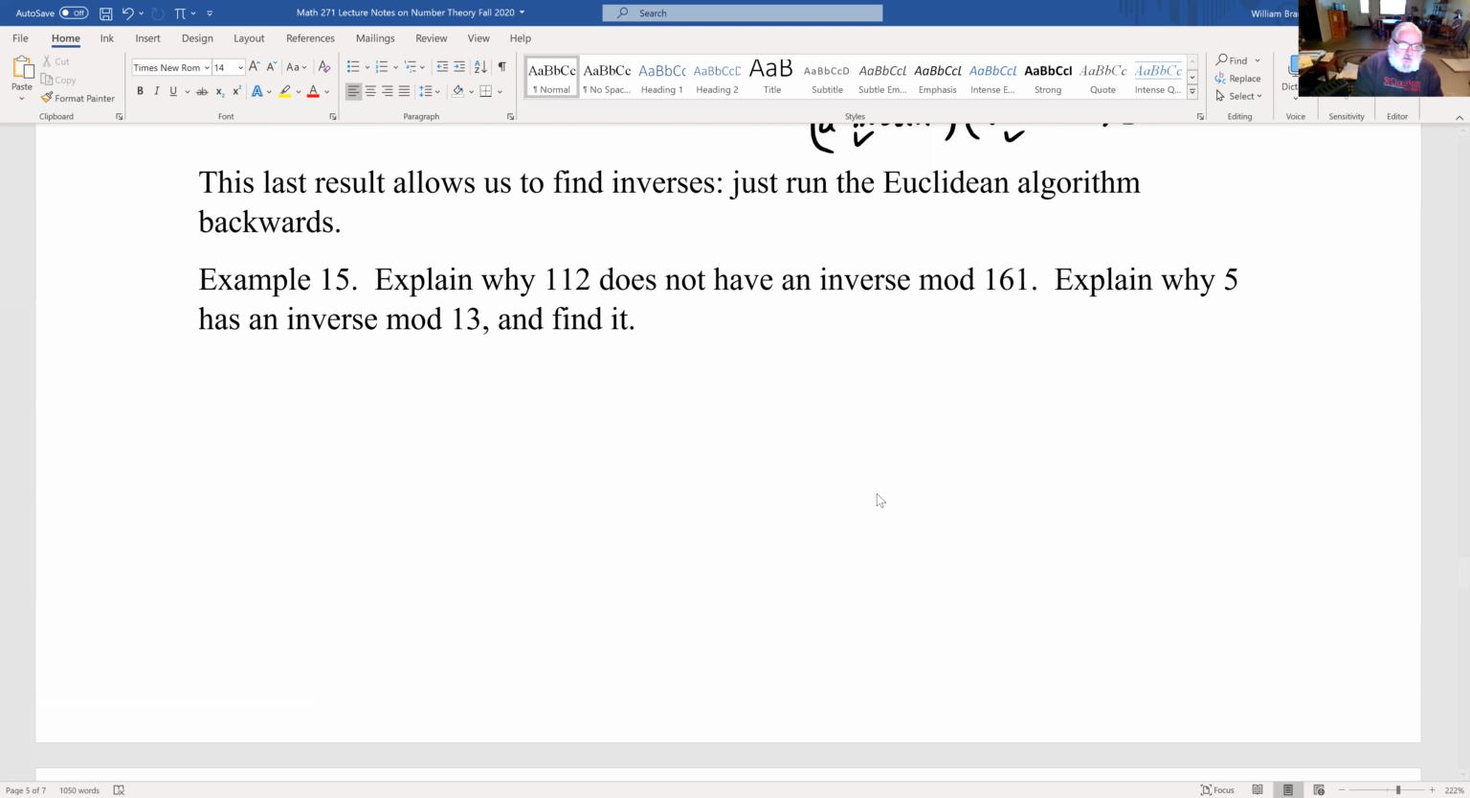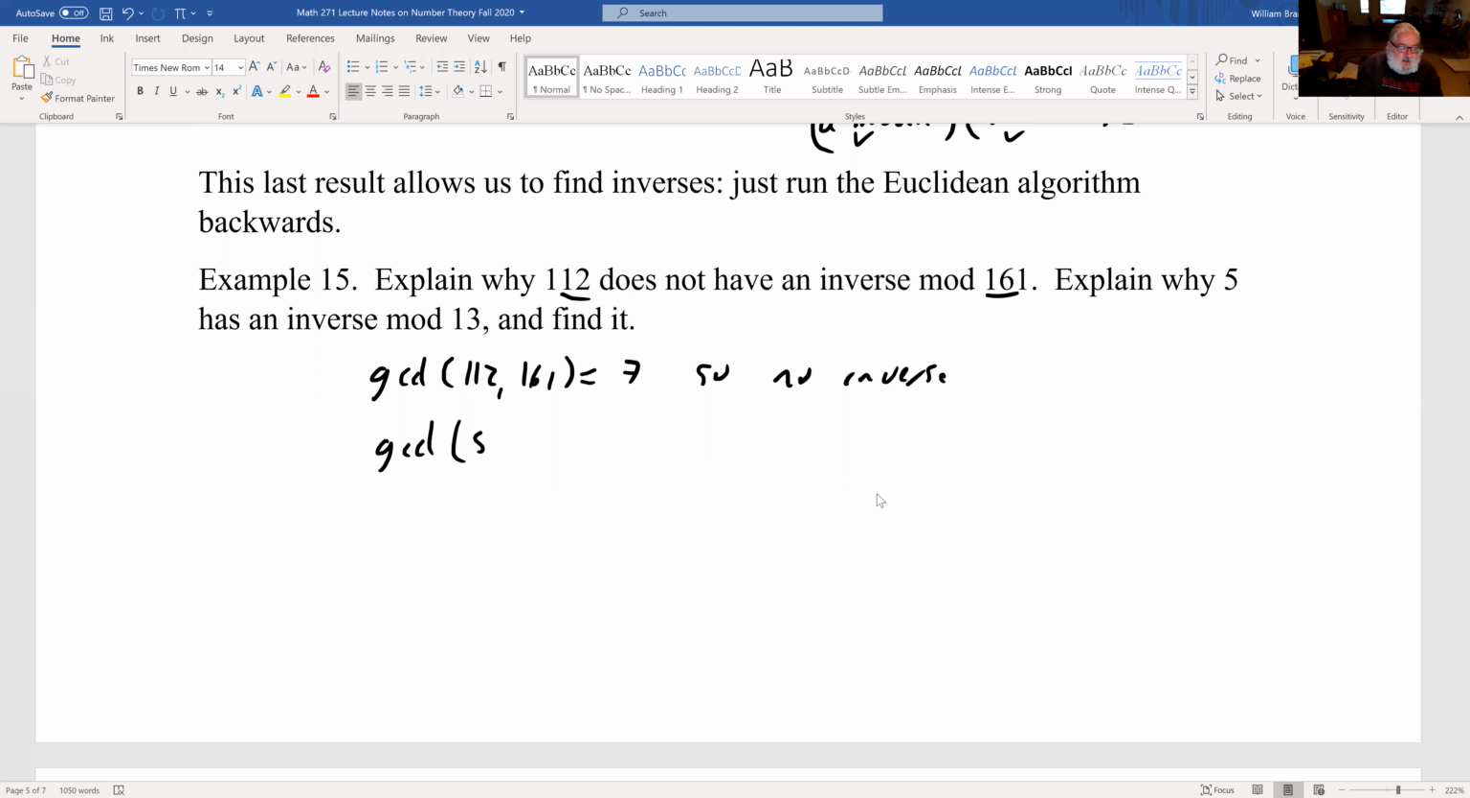So we found out above that GCD of 112 and 161 equals 7. So no inverse, because the greatest common divisor of 112 and 161 is not 1. GCD of 5 and 13 equals 1. So there is, sorry, not a remainder, there is an inverse. How do we find it? Well, we found 5 times minus 5 plus 13 times 2 is equal to 1.